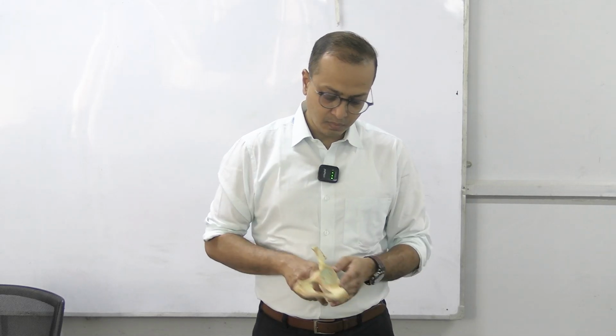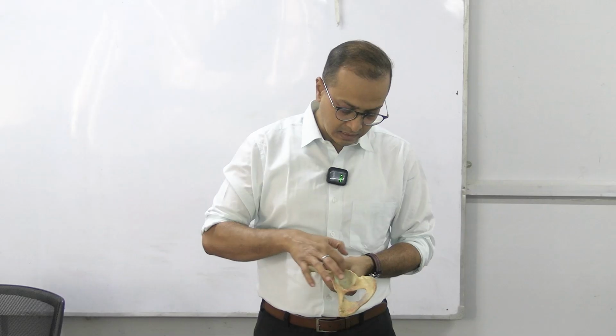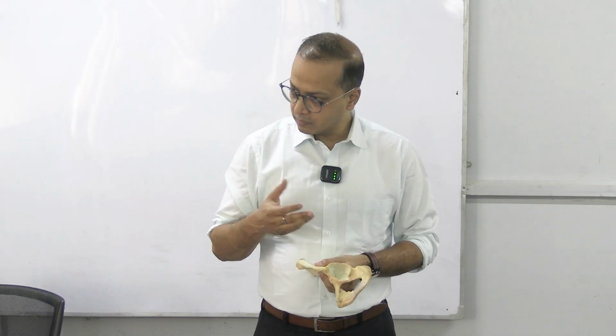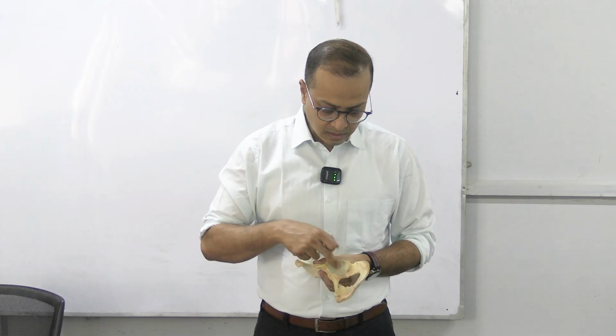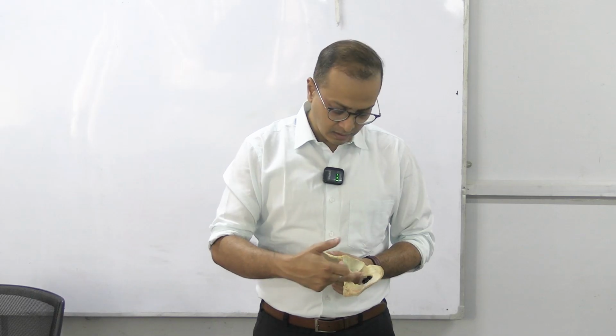And then we have the acetabulum, which you can see has a cavity, with cartilage attached on its margin, which we call the labrum. This cavity has a notch, a gap we call the acetabular notch. We have a ligament attached to it.